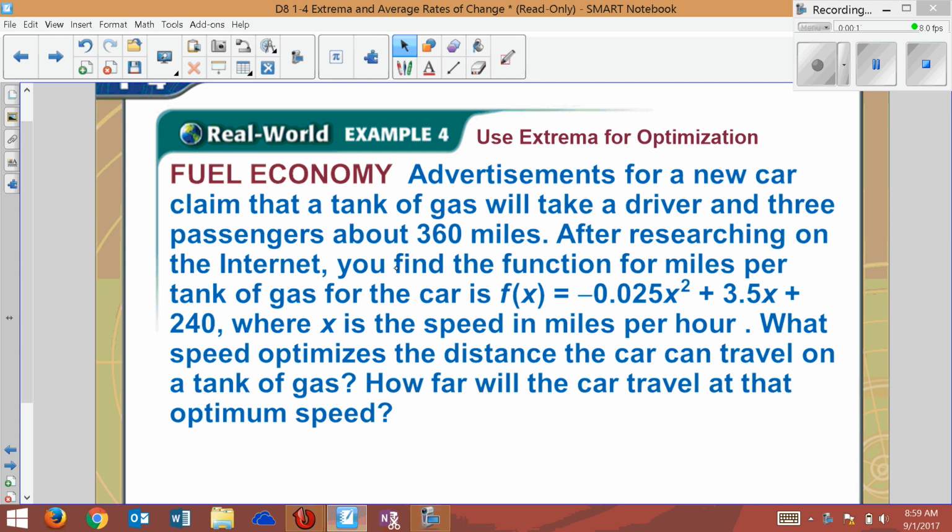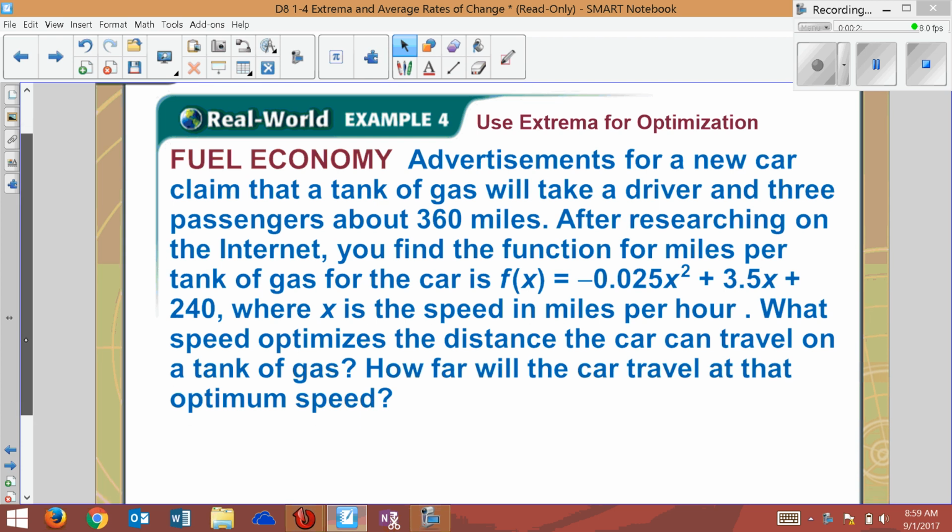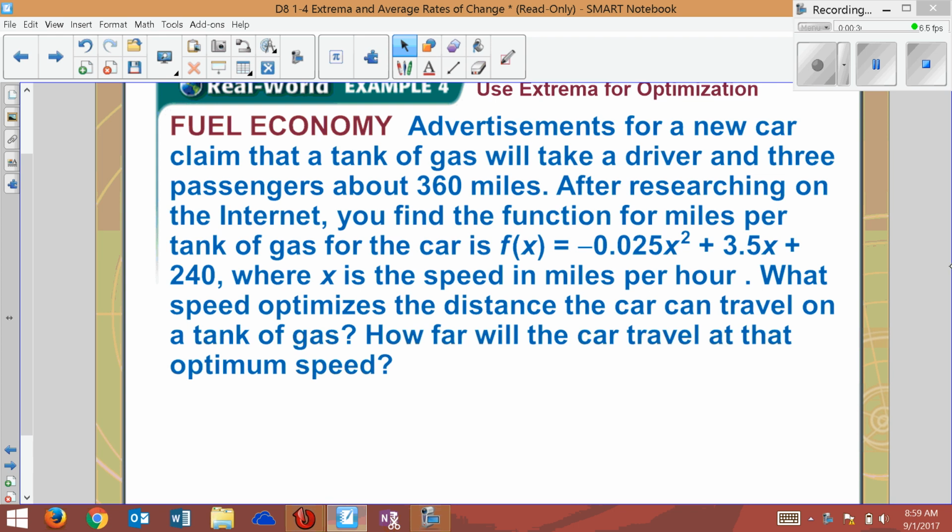about 360 miles. After researching on the internet, you find the function for miles per tank of gasoline for the car is given here, where x is the speed in miles per hour. What speed optimizes? That means increases to the highest degree. So it's kind of like the max. It'll be like the maximum distance the car will travel on a tank of gas. How far will the car travel at that optimum speed? So we want to figure out which speed's the best.